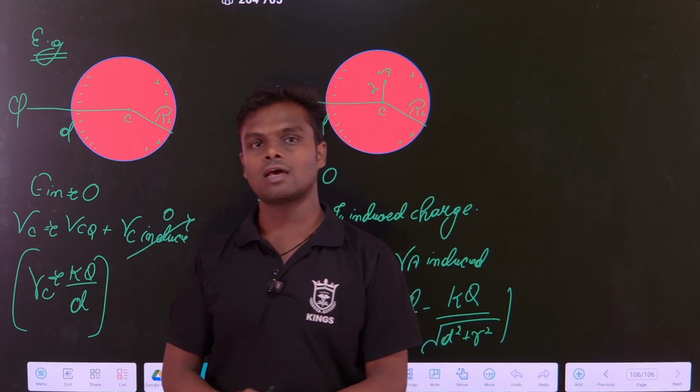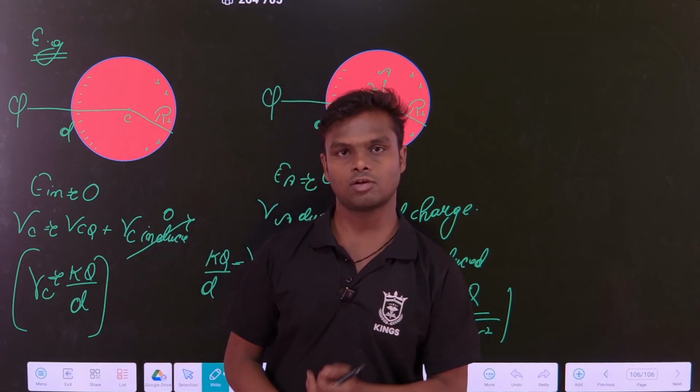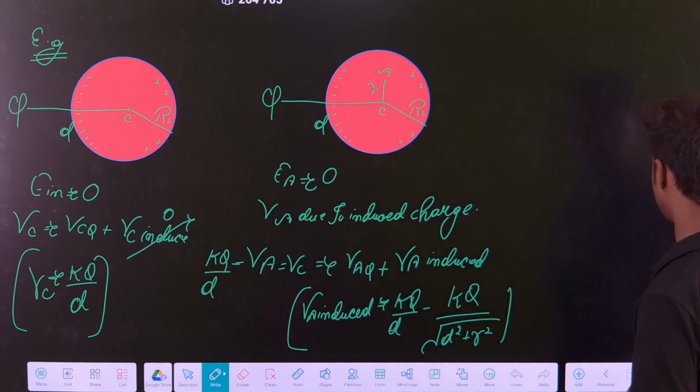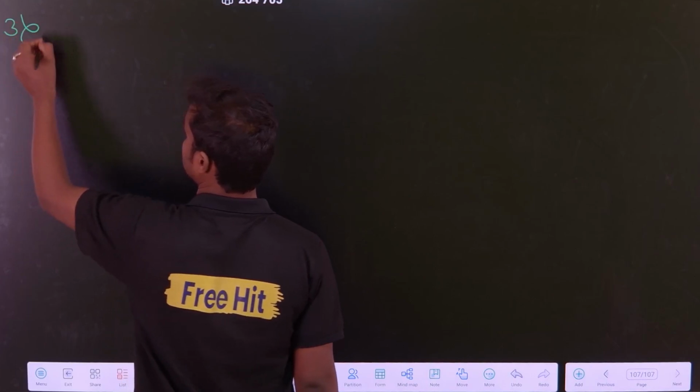So hello everyone, in the last class we saw the properties of the conductor. Now we are going to continue that. Okay, so let us just start. We have seen the two properties. Now let's move to the third property. What is the third property of the conductor?